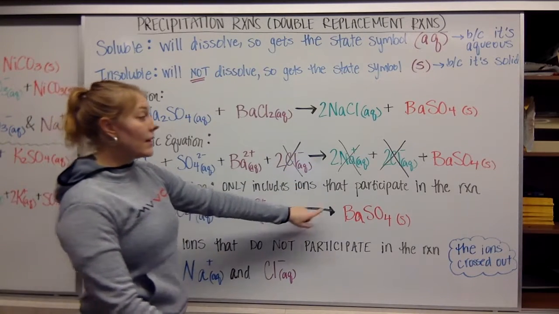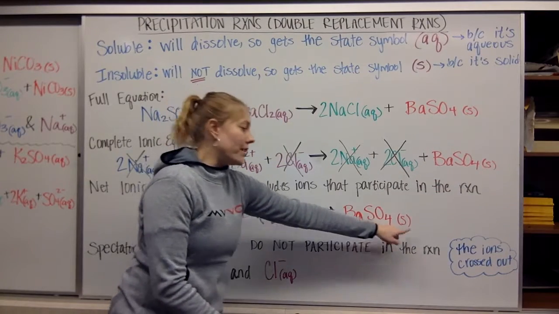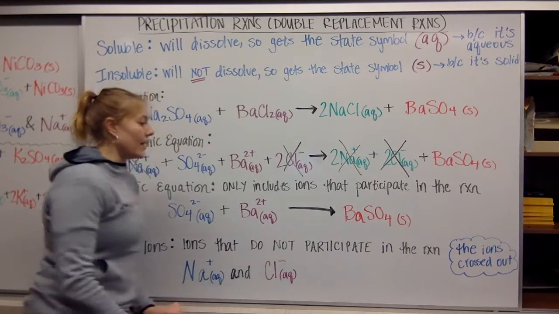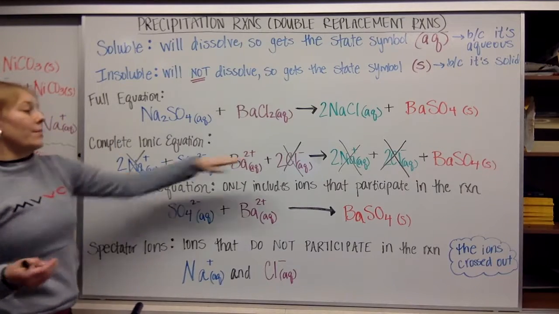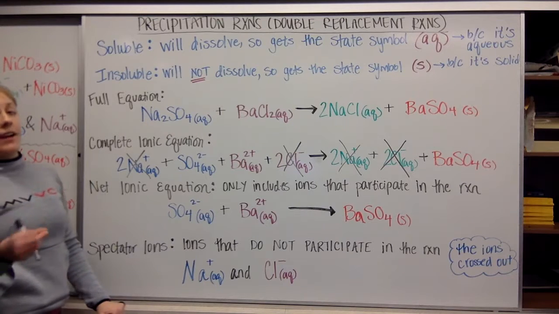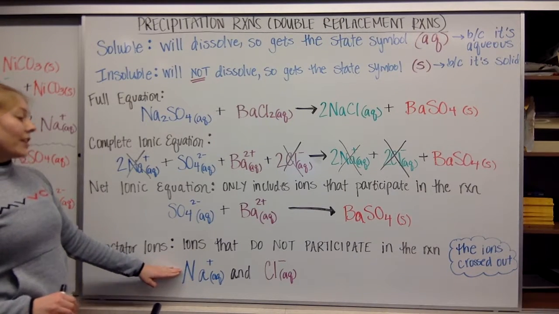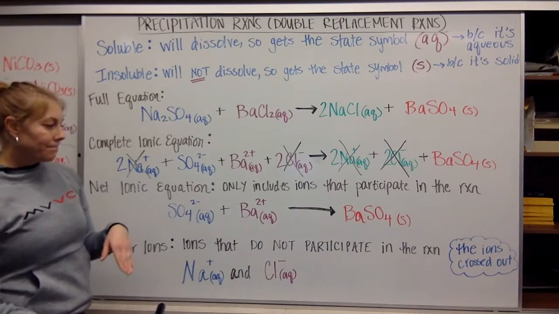So they're combining ultimately to form barium sulfate, BaSO4, which is a solid. Now, what happened to the sodium and the chlorine ions? They did not participate in the reaction. They're spectator ions. Think of a spectator not actually participating in a game. So our spectator ions do not participate in the reaction.